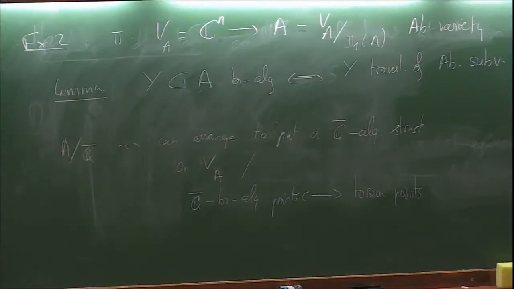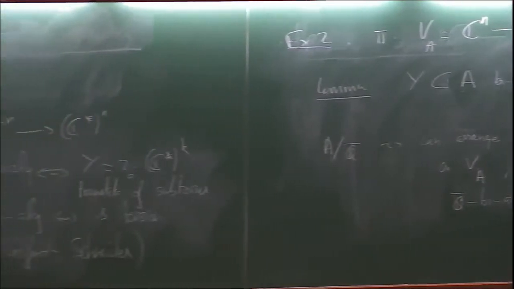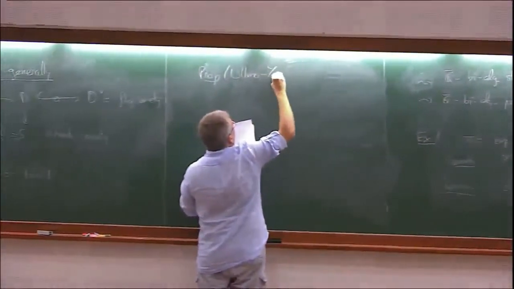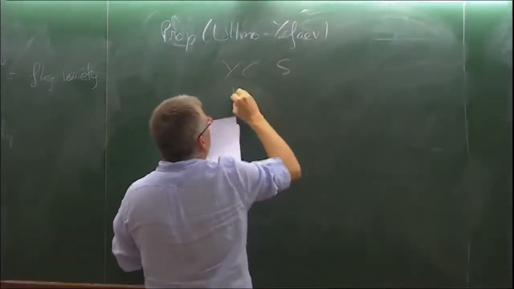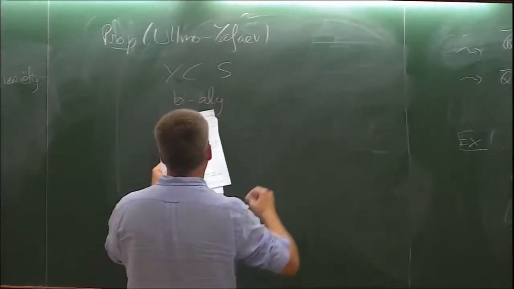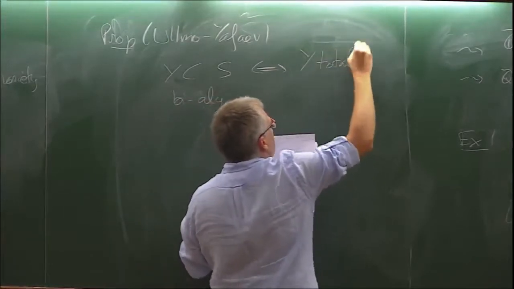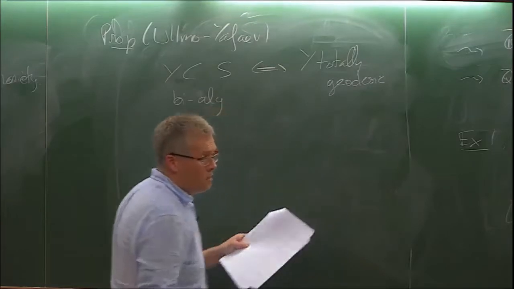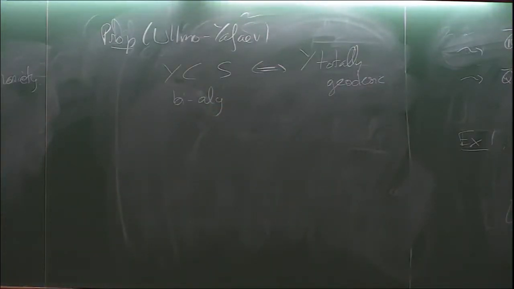Okay, let's move to the case of arithmetic varieties. It's still on the board, so it's nice. So I'm in this situation. And then the proposition due to Ulmo and Yafaev is that y in S is bialgebraic for this structure if and only if y is totally geodesic for the canonical locally symmetric metric that you have on that space. And in the case of abelian varieties, this characterization of bialgebraic sets was a universal property of the Albanese map. Here, this is the linear semi-simplicity theorem, essentially.